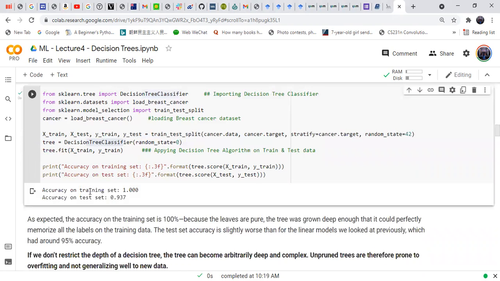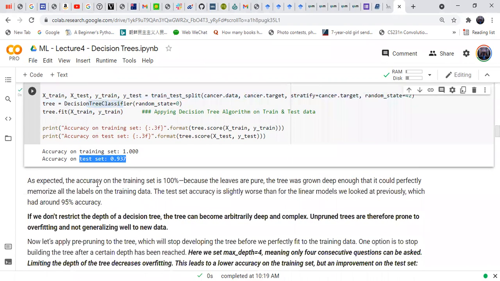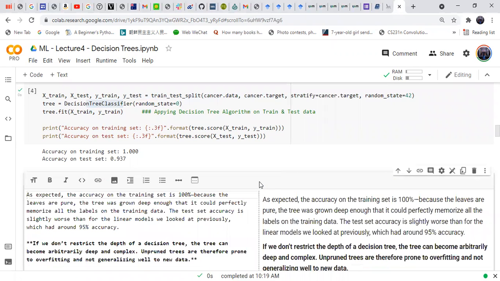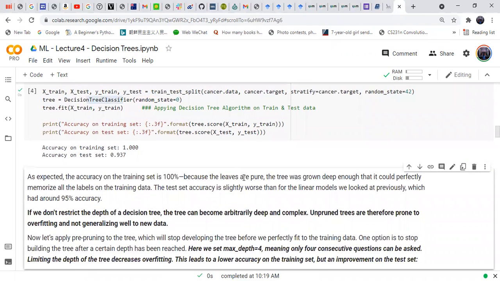So we see that the training set has an accuracy of 100% and the test set has an accuracy of 93%. As expected, the accuracy on the training set is 100% because the leaves are pure. Pure leaf nodes means that the leaves contain all the labels from the same class. The tree was grown deeply enough that it could perfectly memorize all the labels on the training set.